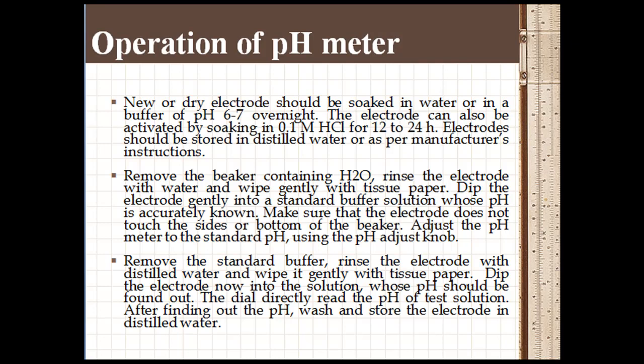Remove the standard buffer, rinse the electrode with distilled water and wipe it gently with tissue paper. Dip the electrode now into the solution whose pH is to be found out. The dial directly reads the pH of the test solution. After finding out the pH, wash and store the electrode in distilled water.